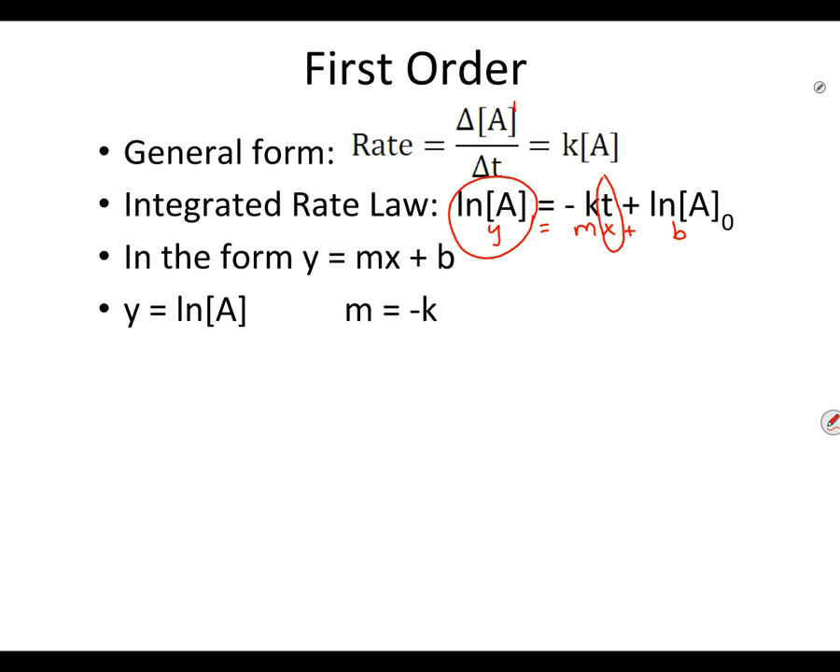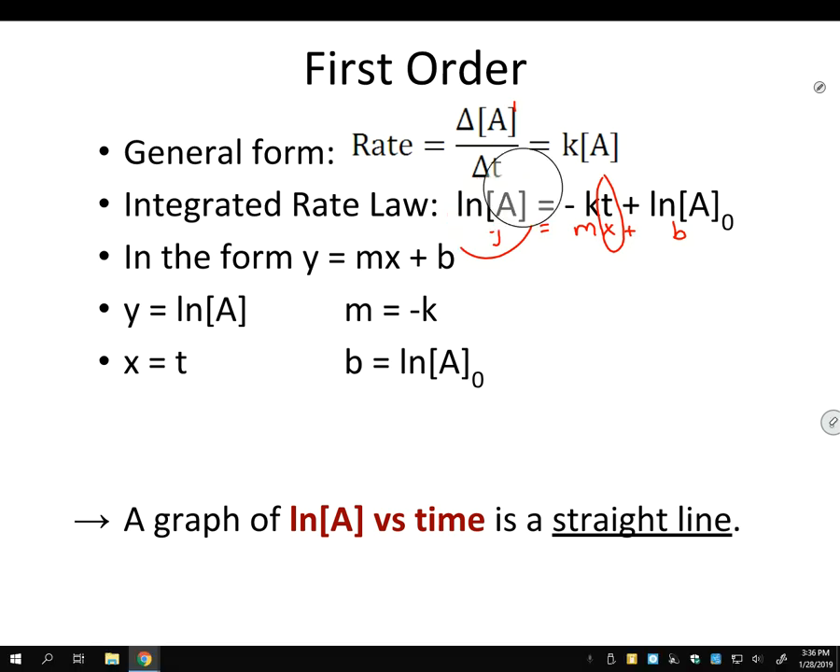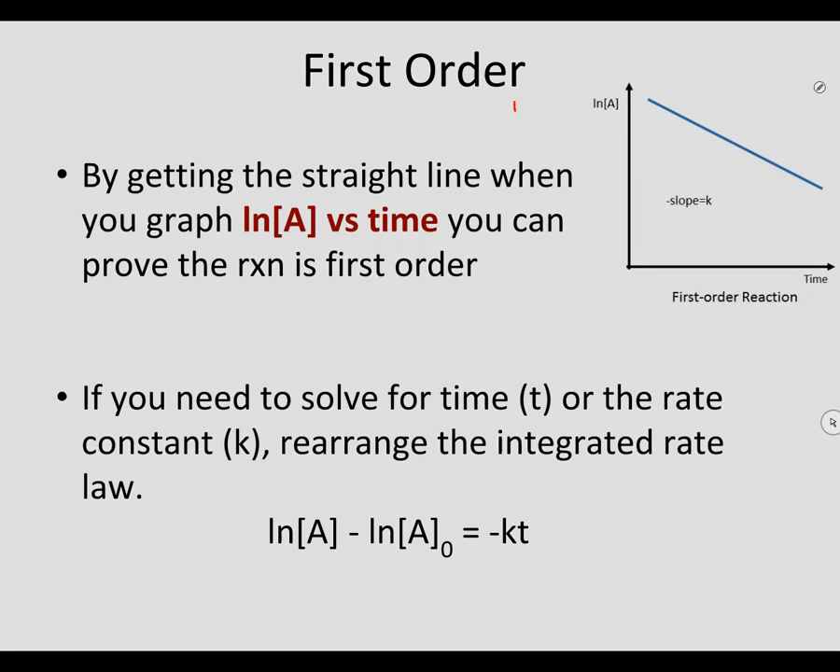Our slope would be related to the rate constant. Negative slope is going to be our rate constant, and b is going to be that starting concentration of whatever reactant we have. So if we graph the natural log of our concentration versus time, we're going to get a straight line if it is first order. And that's going to be really important for us to remember going forward.